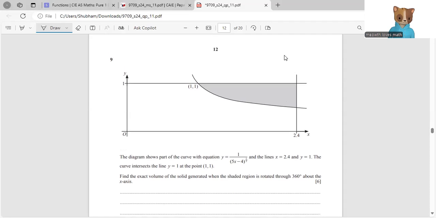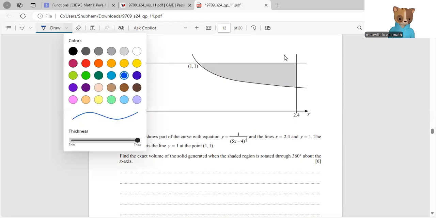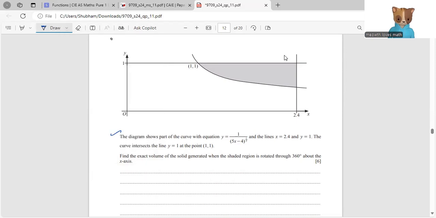All right, moving on to the ninth question. It says, we have basically volume of revolution, which says, the diagram shows part of the curve with the equation y equal to 1 over 5x minus 4 to the power 1/3. And the lines x equal to 2.4 and y equal to 1. So this is basically a y equal to 1.